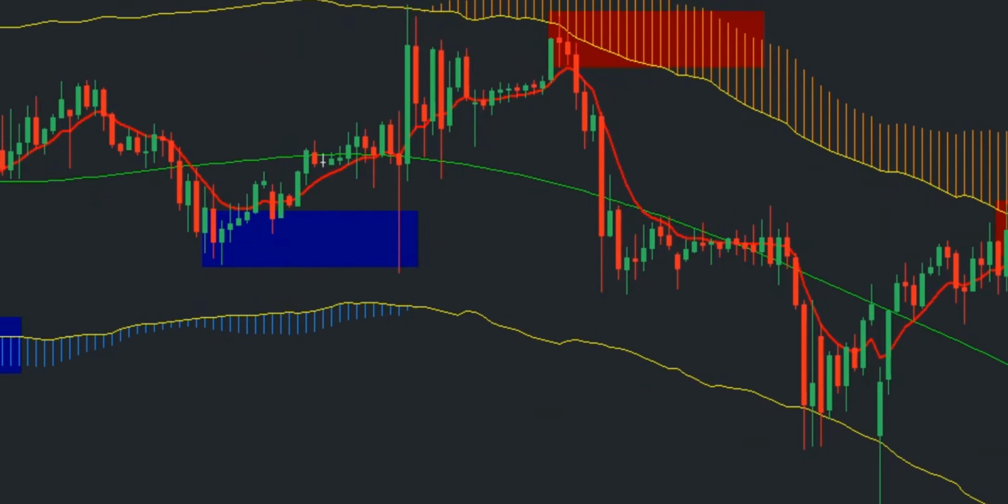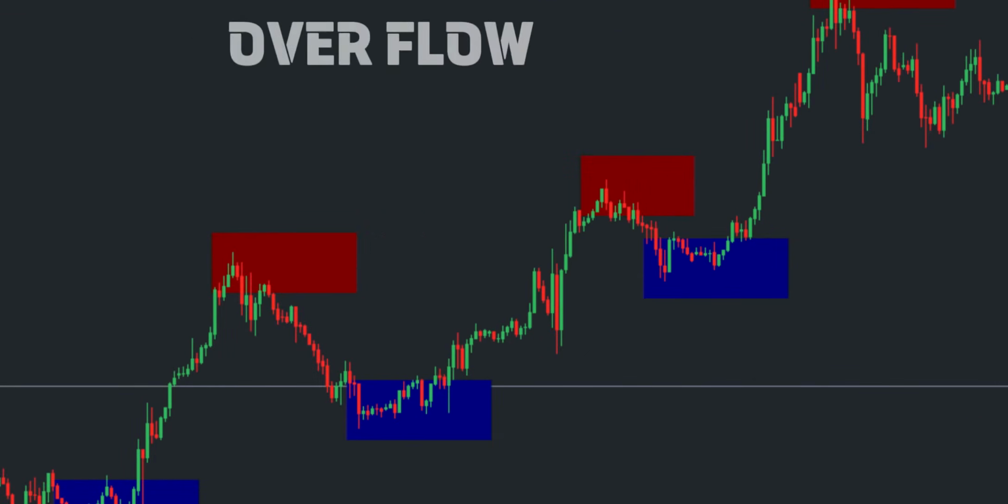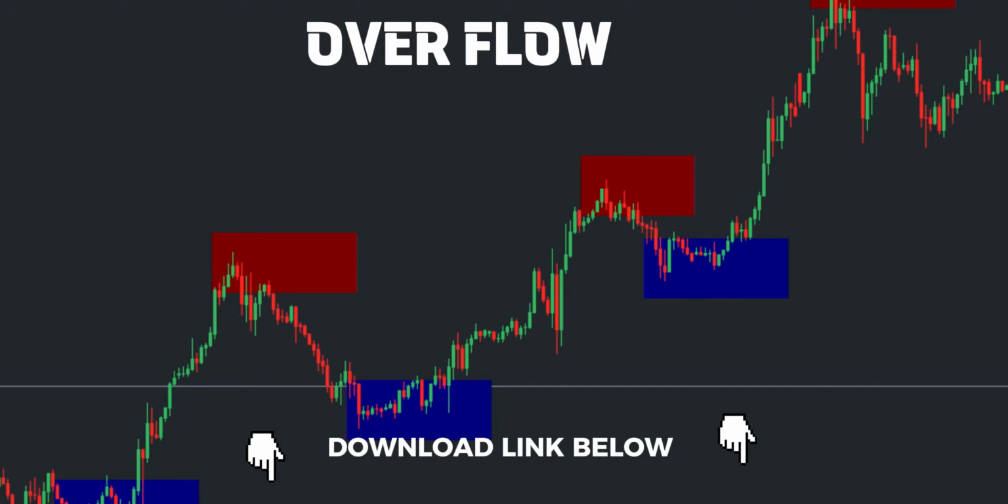So we fire up our trading platforms. Then we load our first indicator, which we call overflow. By the way, you can download all the indicators for free in the link in the description.